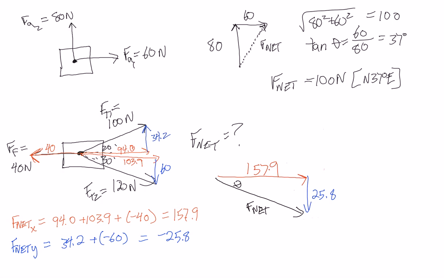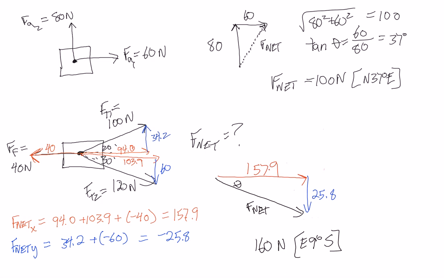Use the Pythagorean theorem: 157.9 squared plus 25.8 squared. Square root your answer, and we get 159.99, so we'll round it off to 160. Then we need to calculate our angle as well. So 25.8 divided by 157.9, second tan, and in this case we get 9.3 degrees. We'll just round it off to 9 degrees, which is close enough. So we would say east, 9 degrees south.